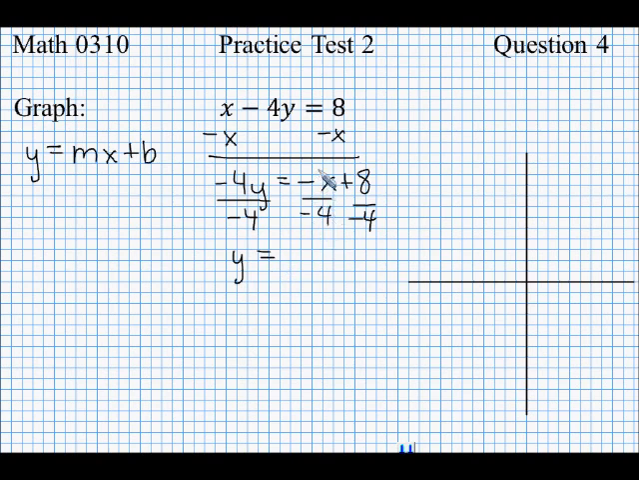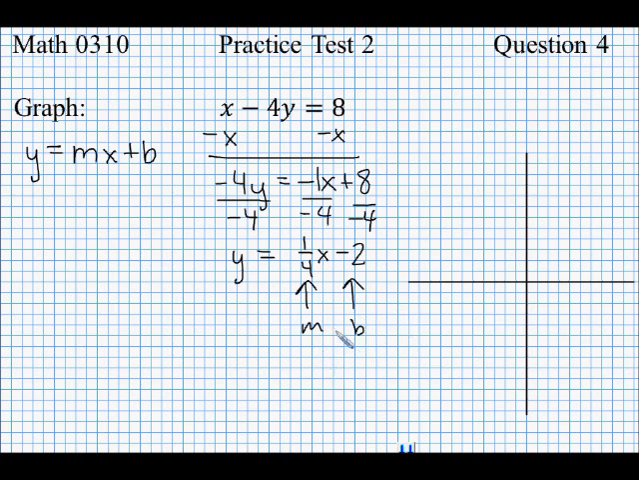Now here this is like a negative 1x here, so 1 divided by 4, that's going to be a fourth, and a negative divided by a negative is going to give us a positive, and so that's just 1/4 x. 8 divided by 4 is 2. These are opposite signs, so we get a minus 2 there. Alright, so this is our slope here. And this is our y-intercept.